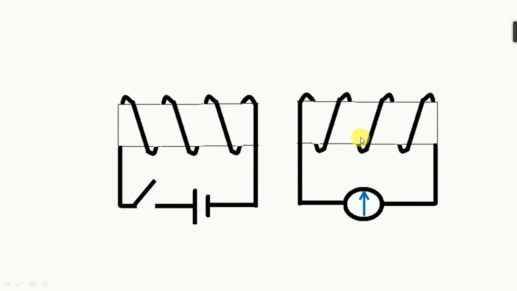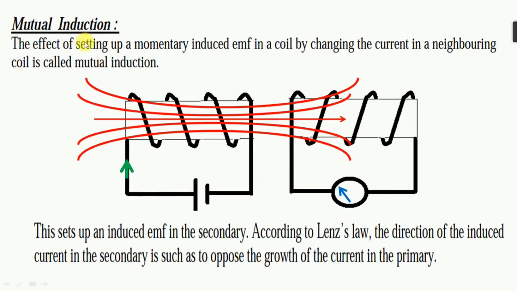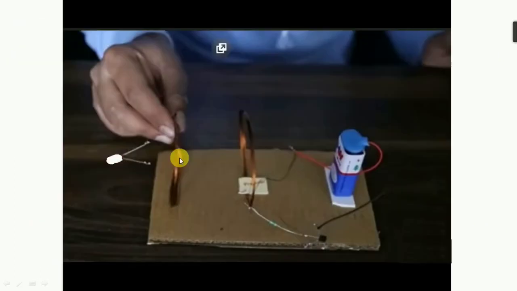So this is how we change the magnetic flux by changing the current in one coil, and this process is called mutual induction. The process of producing EMF in one coil by changing the current in another coil, and the direction of the induced current is given by Lenz's law. Now in this video we will see the mutual induction between two coils.